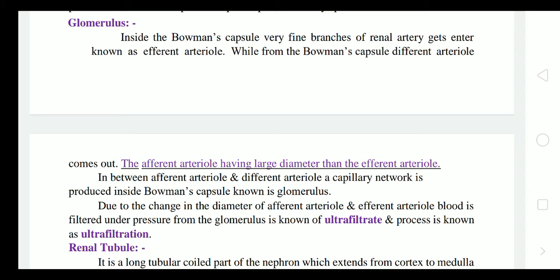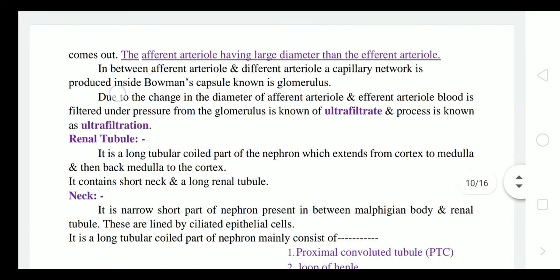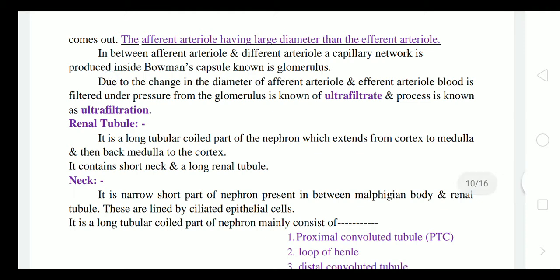So in between the afferent arteriole and efferent arteriole, a capillary network is produced inside the Bowman's capsule, which is known as glomerulus. Due to the difference in diameter of the afferent arteriole and efferent arteriole, blood is filtered under pressure. So blood is pressurized in these capillaries, and because of that it gets filtered, and this process is known as ultrafiltration.